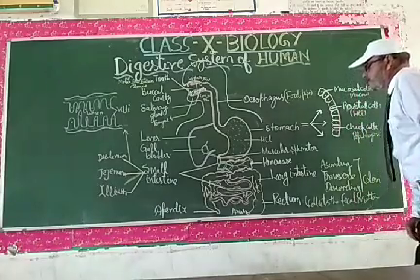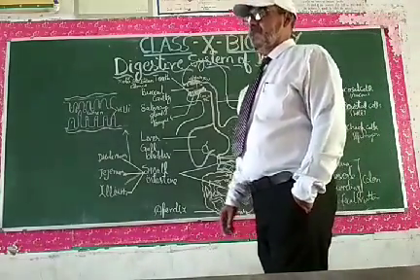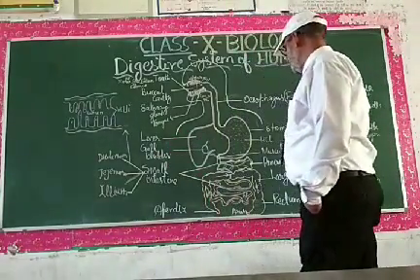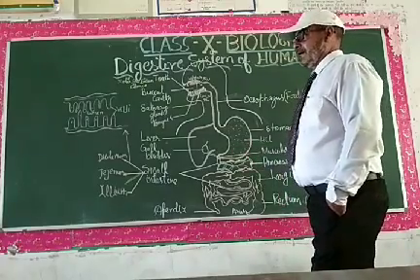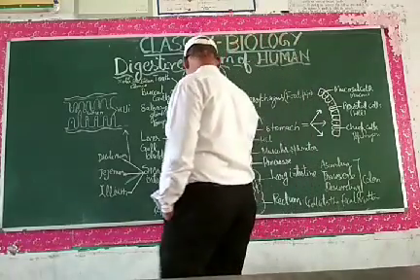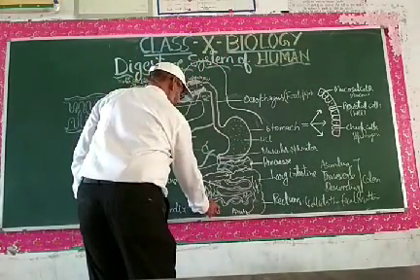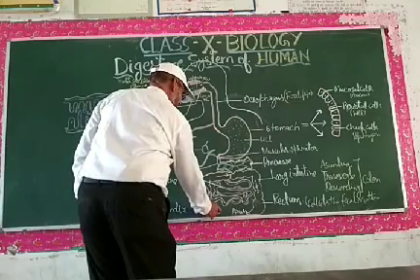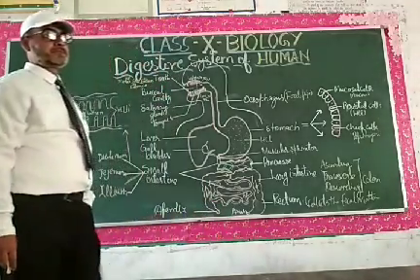And the final opening of the digestive system is the anus, which performs the function of throwing out the fecal matter from the body. Dear students, this is the structure, the appendix, at the beginning of the large intestine, and this appendix is a vestigial organ.